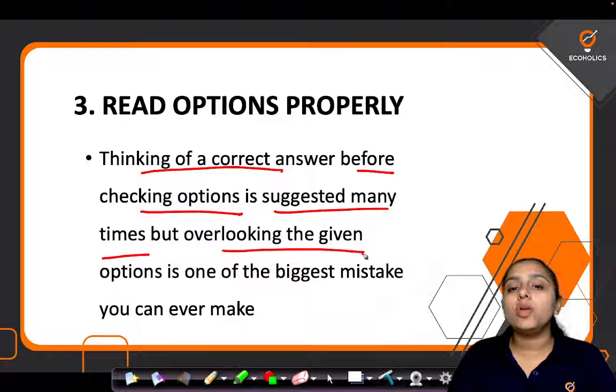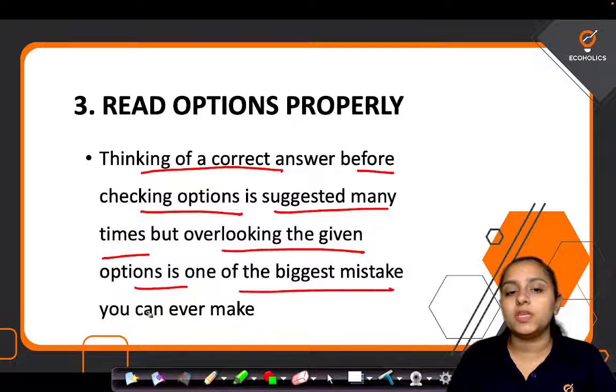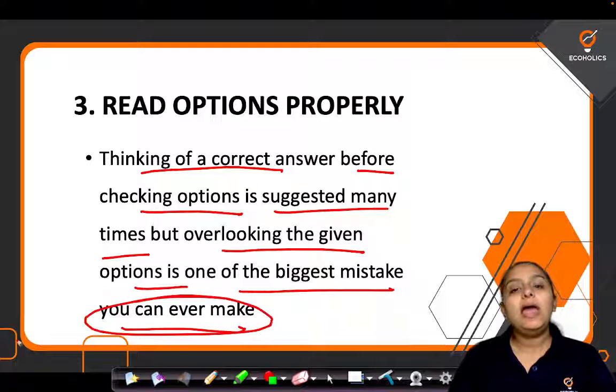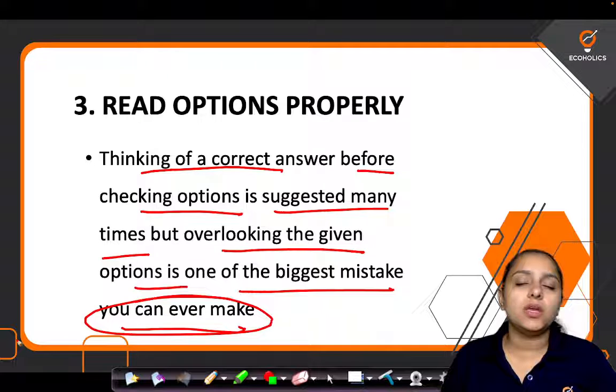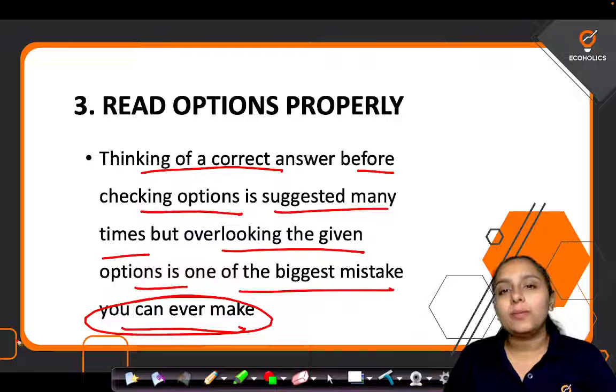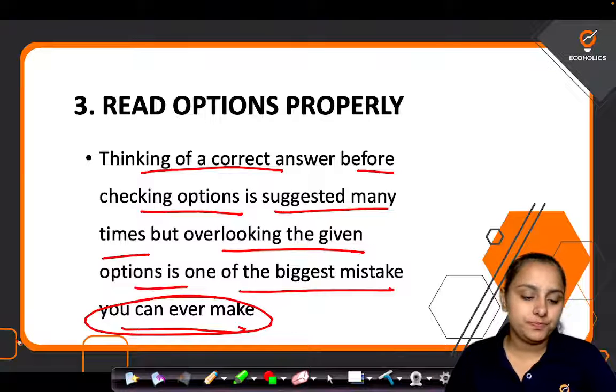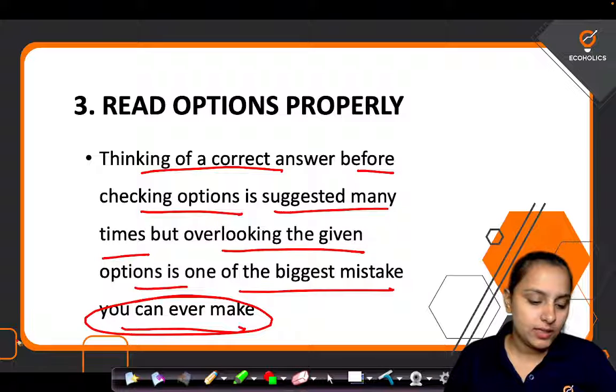So overlooking the given options is one of the biggest mistakes you can ever make. And these mistakes are something which a student cannot afford again and again. So again, practicing will help you. Okay.